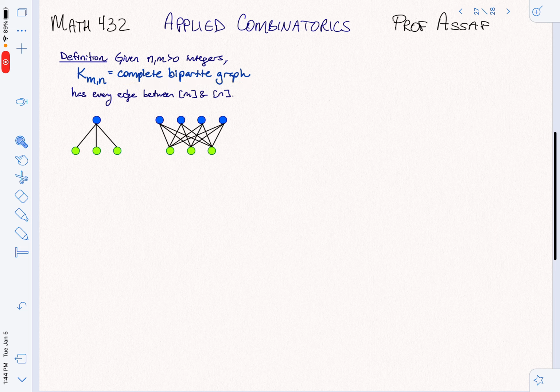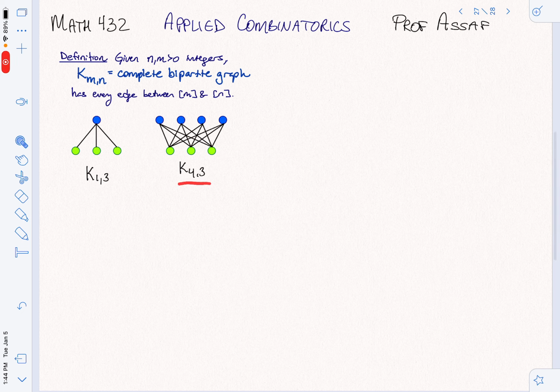This is a graph that's got m blue vertices, n green vertices, and every possible edge that doesn't create a monochromatic edge. So for example, we have K1,3 for one blue vertex and 3 green. And we have K4,3, which has 4 blue vertices and 3 green vertices. So the complete bipartite graph has lots of edges.